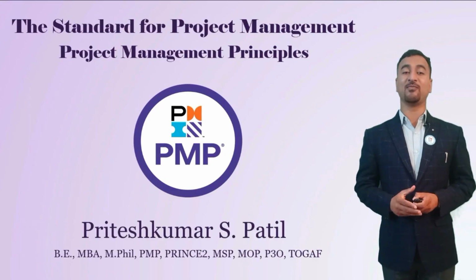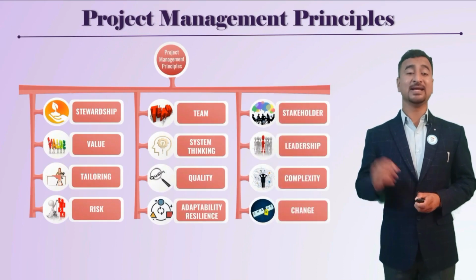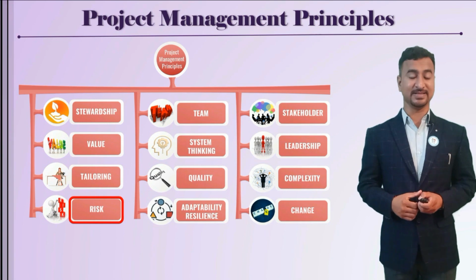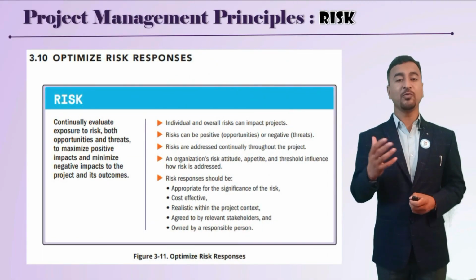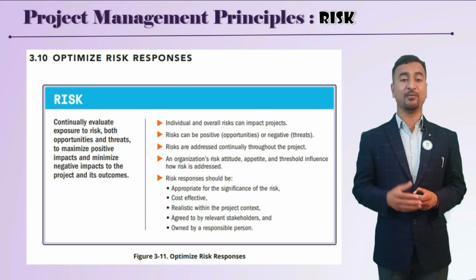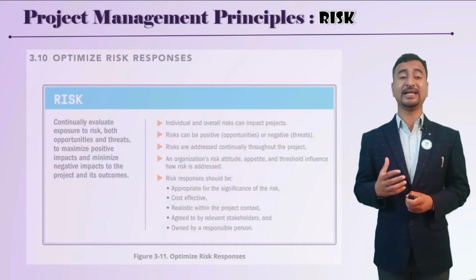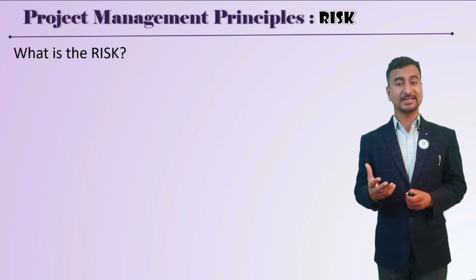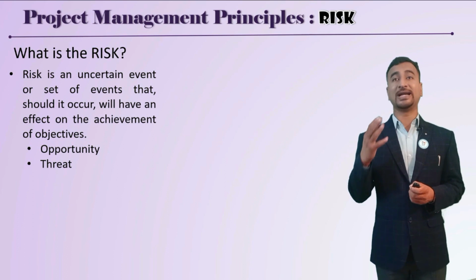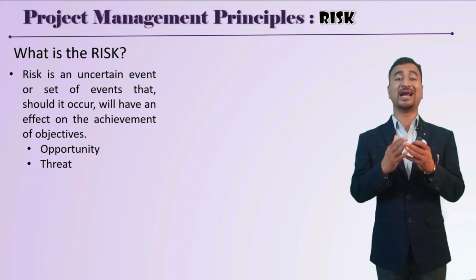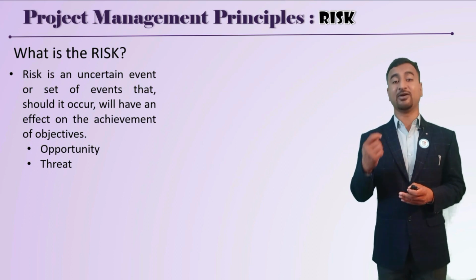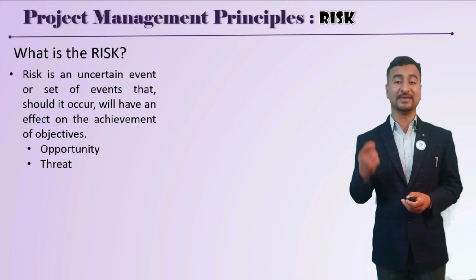The 12 principles of the PMBOK version 7, and in this session particularly we are discussing the 10th principle, that is risk. So what do you mean by risk? This particular slide we took from the PMBOK version 7, indicating what is meant by risk. Risk is related to the uncertainty of things. That is something which is not in your control, something where you don't have clarity or certainty, that is a risk.